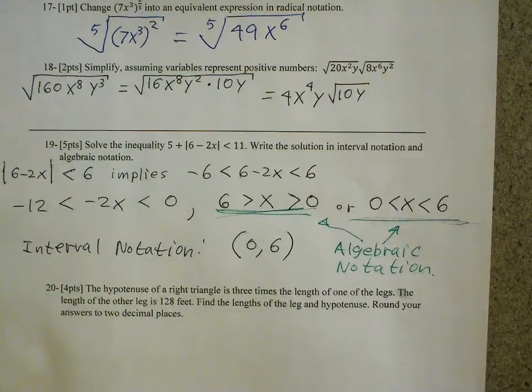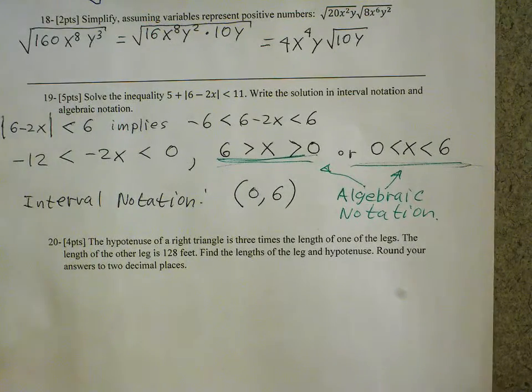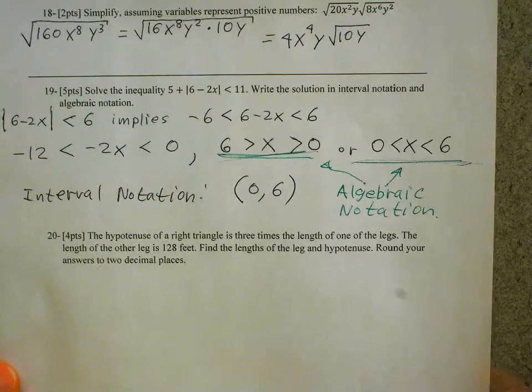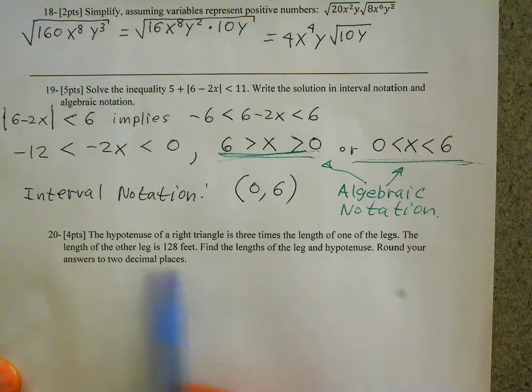Okay, the next problem, number 20. The hypotenuse of a right triangle is 3 times the length of one of the legs. The length of the other leg is 128 feet. Find the lengths of the leg and the hypotenuse. And this one says round your answers to 2 decimal places.